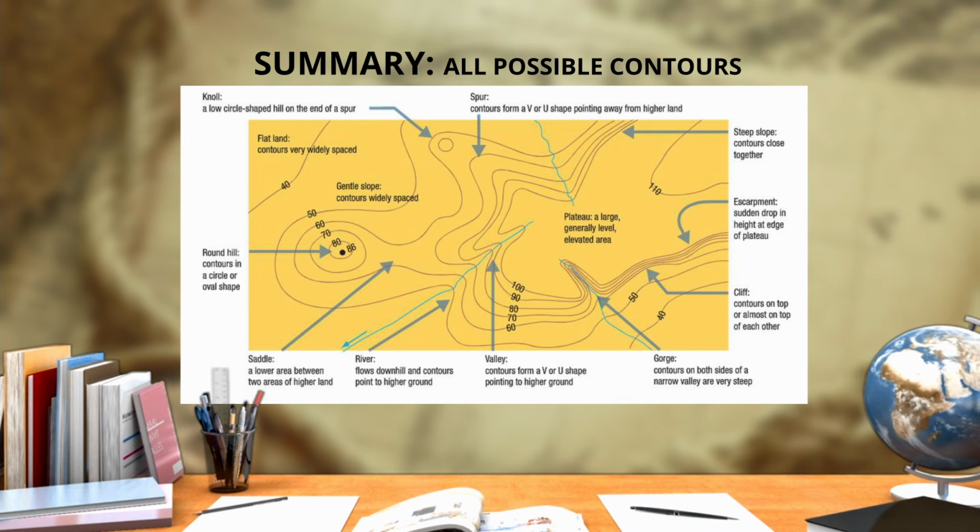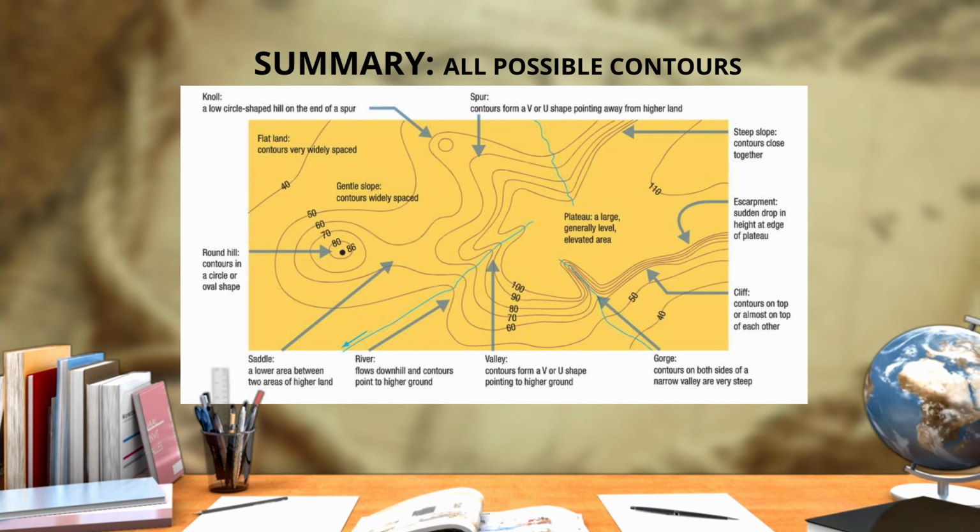And now that we have come to the end of our lesson, let's look at the lesson summaries. We can identify the spur there in the form of a V shape pointing away from higher land. We can see the steep slopes there where the contours are close to each other. We can see the escarpment there. We can also see the cliff where the contours are almost touching each other. Then we can see the valley where the contours are in a V shape with a smaller number, which is 50 meters, inside the V.